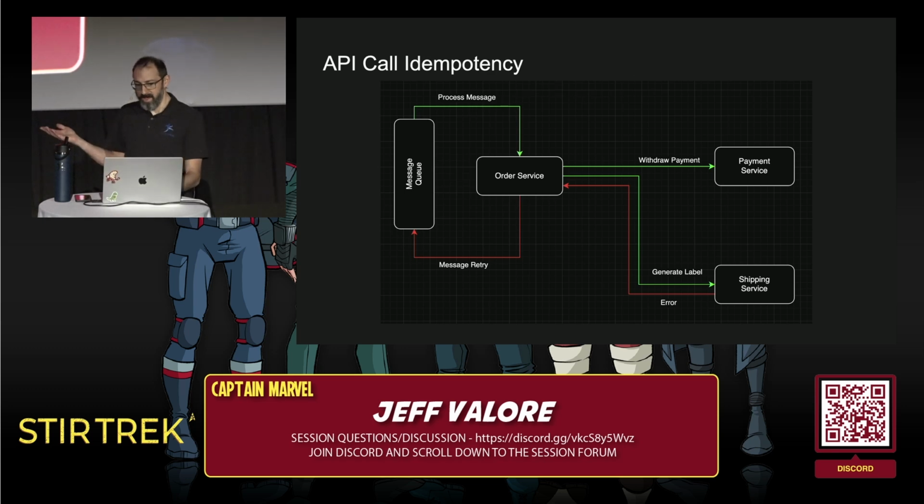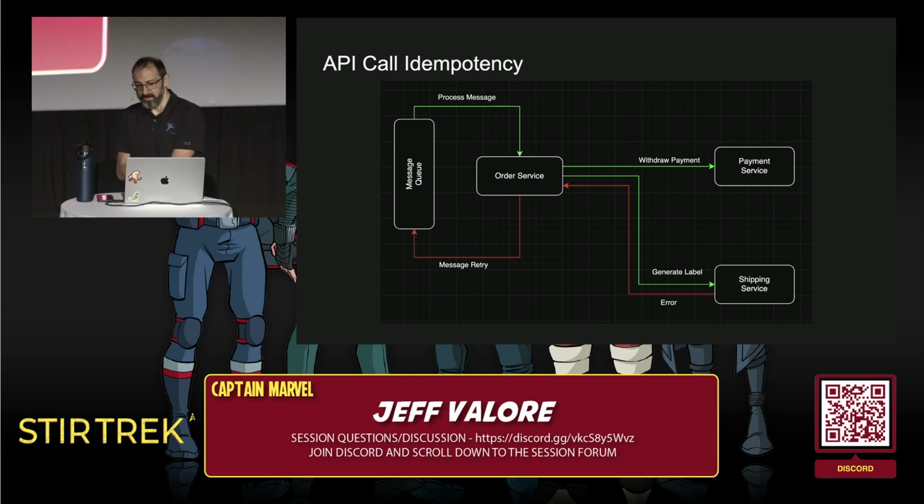With Stripe, you could pass the message ID out of your messaging system as your idempotency key, and the second call to withdraw payment would just return you the same response as last time, but not actually do anything, which I think is kind of cool. And even without the error case, like I said, most message queues are guaranteed at least once delivery, but there's no guarantee for most messaging systems, even without an error case, that order service couldn't process the same message twice.